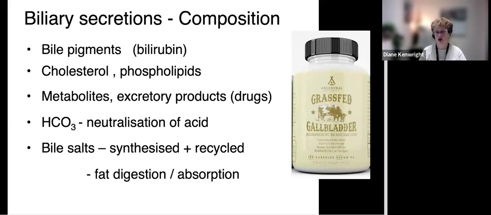What is in those biliary secretions? We have bile pigments, cholesterol and phospholipids, all kinds of stuff like metabolites and drugs that have been excreted. There's some bicarbonate to neutralize acid, and there's bile salts, both newly synthesized and recycled. It's a complicated mixture, and it's all kept in solution by lecithin.